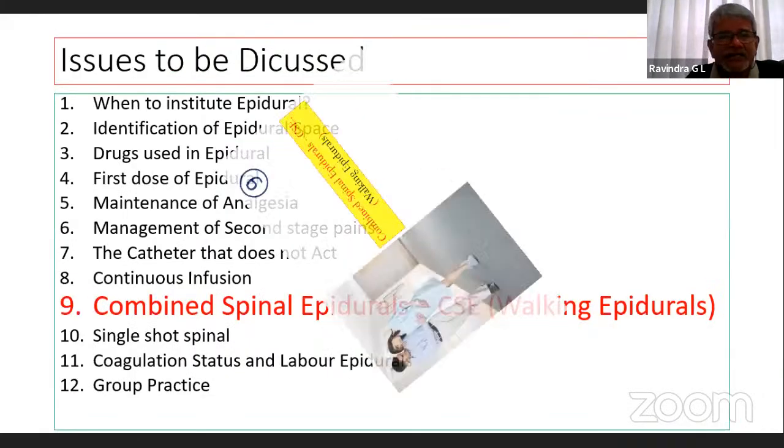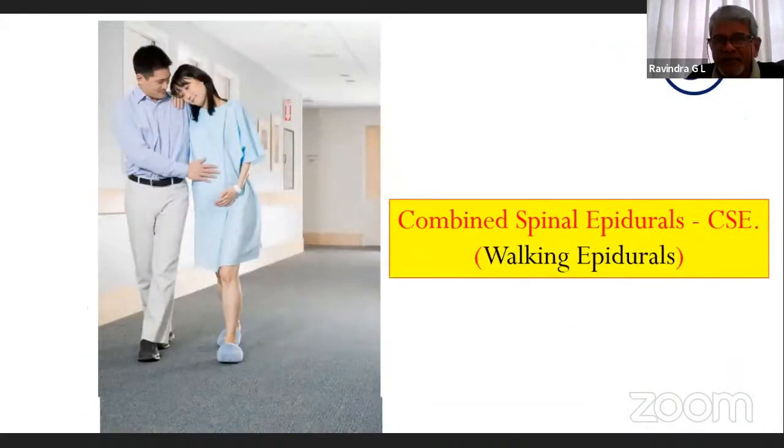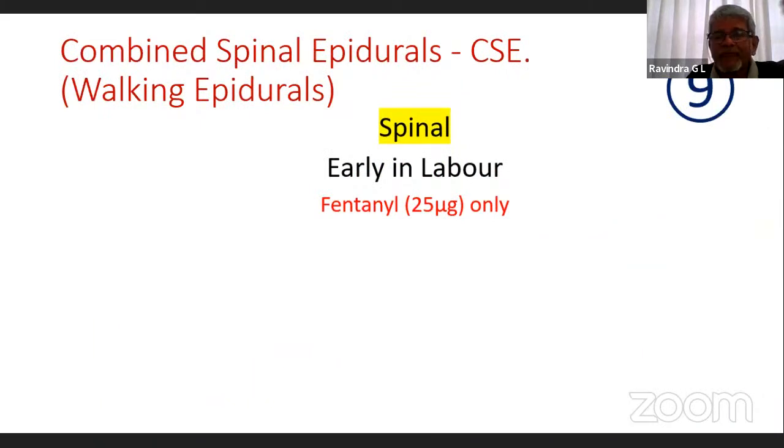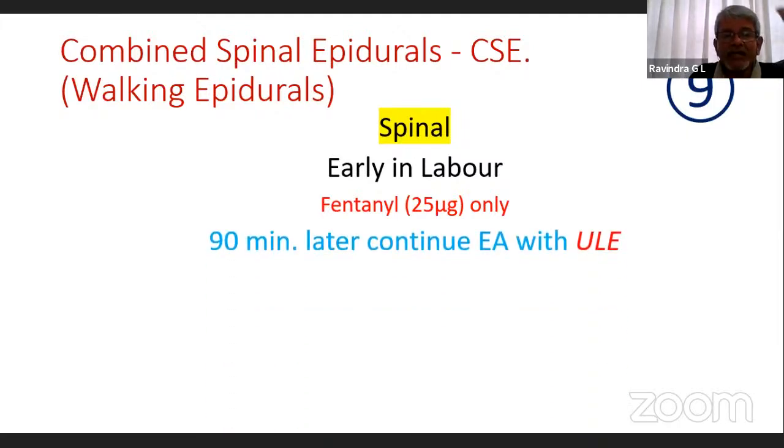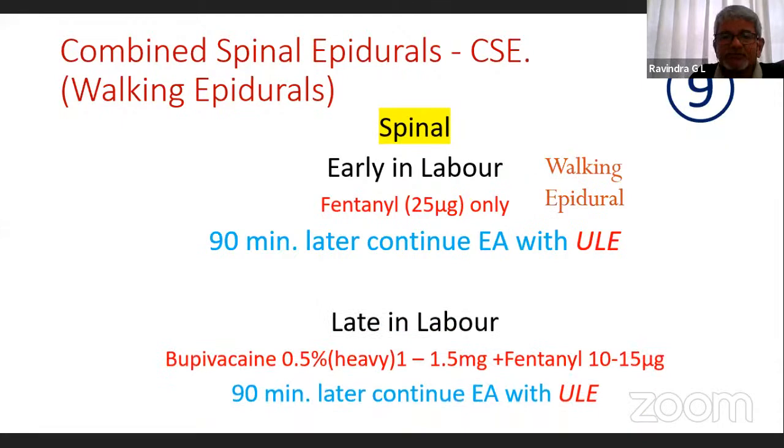Combined spinal epidural, I think I have told you earlier why it is being used. The spinal dosage very early in labor was 25 mics of fentanyl. Of course, these slides were made earlier. Nowadays, I use anywhere between 10 and 15 mics of fentanyl only. 90 minutes later, continuous epidural analgesia with the same ULE, and it becomes a walking epidural. Late in labor, now I use bupivacaine 0.5% heavy, 1 to 1.5 milligrams with fentanyl, 10 to 15 mics intrathecal. And 90 minutes later, it is epidural analgesia with ULE or LDM.